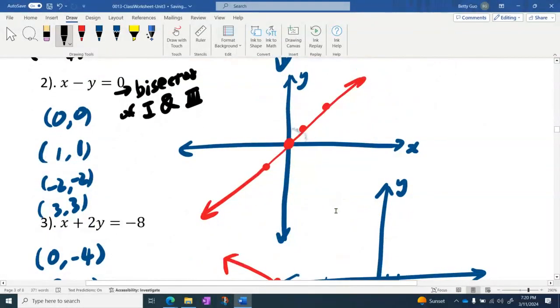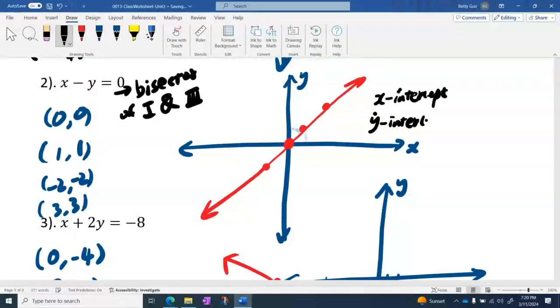And this straight line, question. This straight line is the graph of the linear equation in two variables x minus y equals 0. I mentioned this straight line is special; it is the bisector of quadrant 1 and quadrant 3. I have a question: what are the x-intercept and the y-intercept of this straight line?